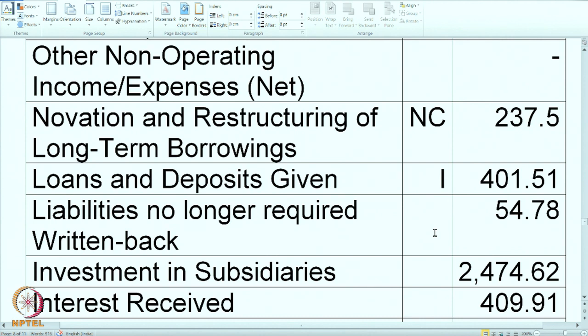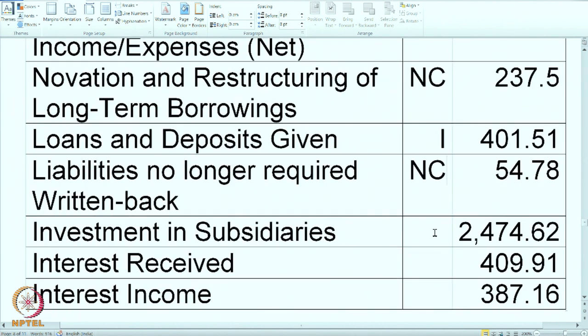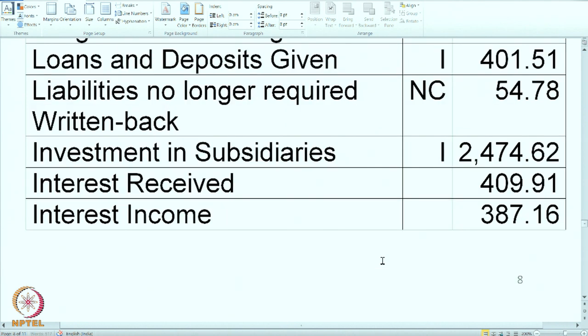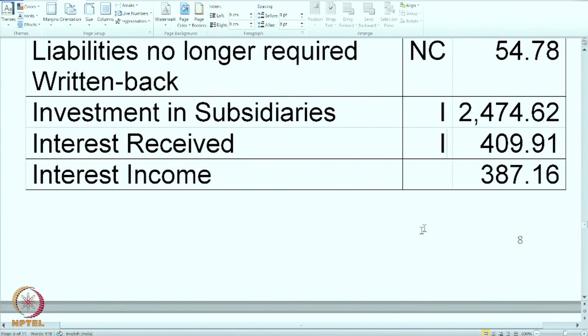So, under which head will we put it? It is a non-cash item. So, we will put it as NC. See, we have not repaid the loan. It is just written back. Investment in subsidiary. It is I. Interest received. This is simple. When we make an investment, we receive income. So we will put it as I. Interest income, that is also I.